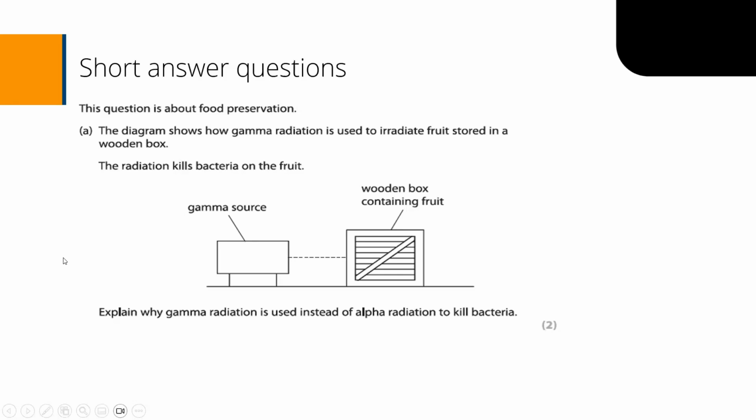I'd set you a little challenge. I almost guarantee that if you go into a class of GCSE students and show them this question and ask them what they think is the most important word in the question, a significant number of students will say radiation. It's about radiation. They might say gamma, they might say alpha. A significant number will say the most important word in the question is radiation. No, no, no, no. The most important word in the question is the command word, which in this case is explain. It says explain why gamma radiation is used.